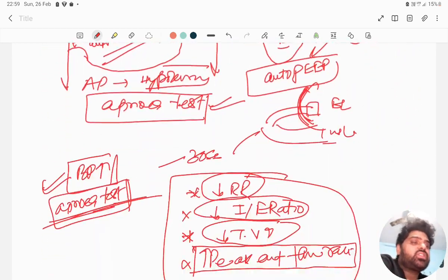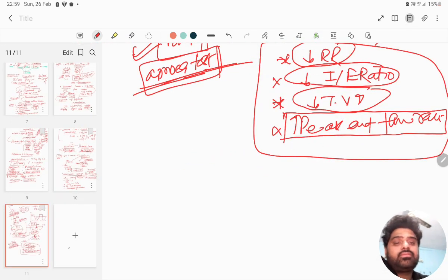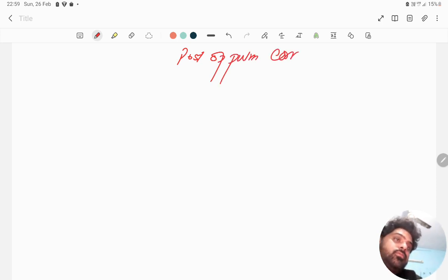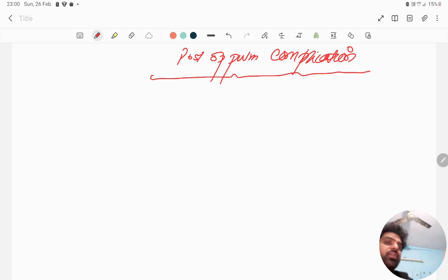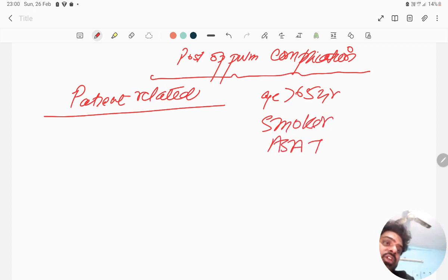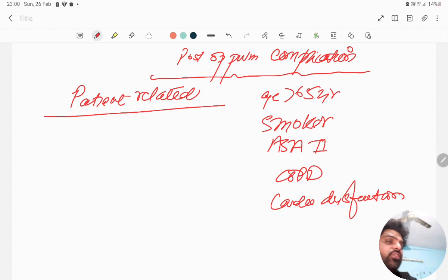Now there are certain things we have to understand: what are the pre-op things which can increase post-op pulmonary complication? Please remember, these are divided into patient-related, surgery-related and anesthesia-related. If I ask you for patient-related examples: age of the patient more than 65 years, he is a smoker, he is ASA grade 2, he is having COPD, he is having cardiac dysfunction. These are the five. Smoker itself means ASA grade 2.